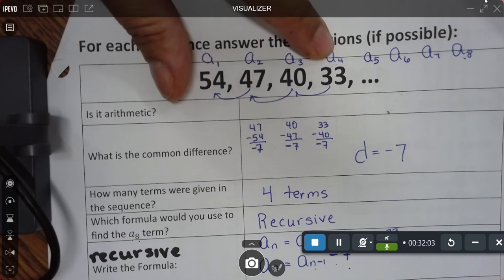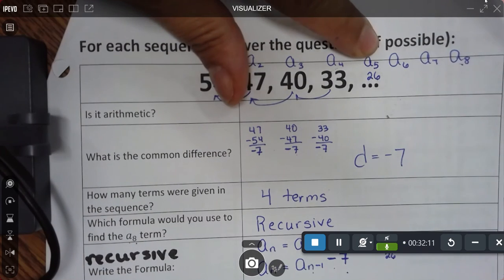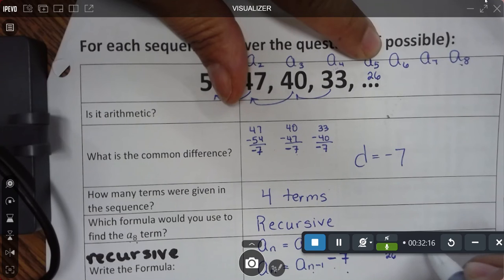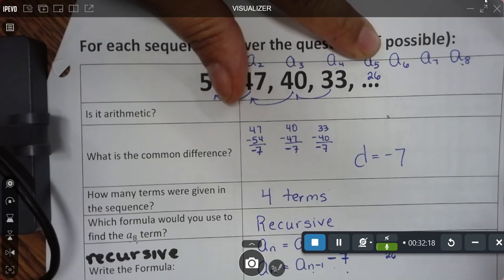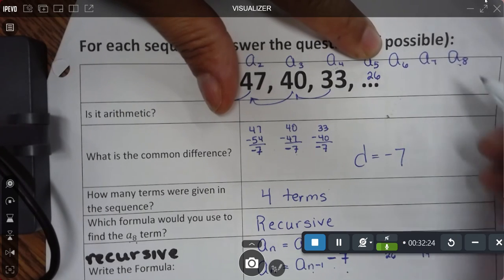Oh, 20. Wait. Yeah. All right, 26. That means the 5th term is 26. All right, what is 26 minus 7? Let's go calculators. 19. I'm so glad you're here to give me the right answer.